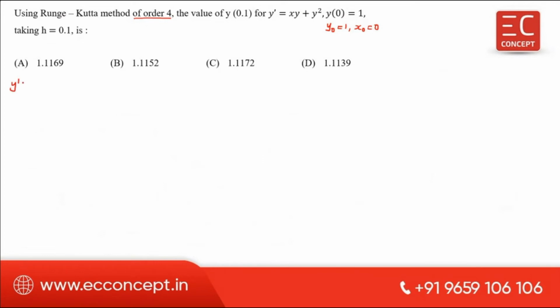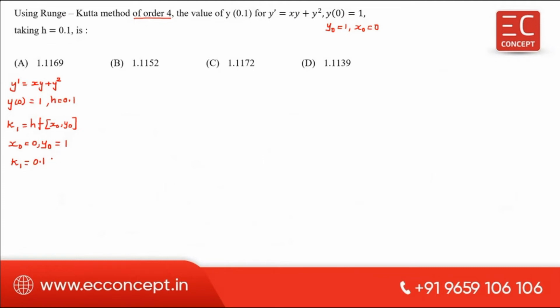The function which is given is y dash equal to xy plus y square, and y of 0 is equal to 1, h is equal to 0.1. First of all you have to calculate k1. The formula is h into f of x naught comma y naught. Now x naught is equal to 0 and y naught is equal to 1. This is the initial value. I have written already. Now k1 is equal to 0.1, that is h, into the function.